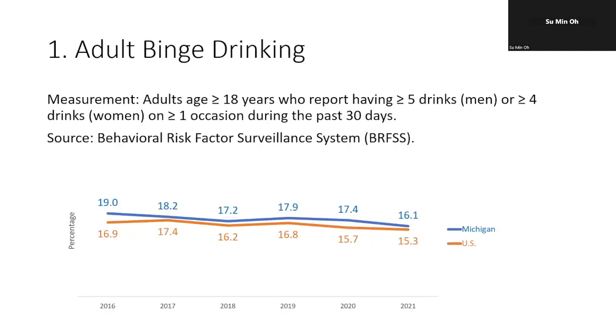So here's the first alcohol indicator, adult binge drinking. The measurement is also the definition: adult binge drinking is measured by adults age 18 and older who report having 5 or more drinks for men or 4 or more drinks for women on one or more occasions during the past 30 days. The data source is the Behavioral Risk Factor Surveillance System, which is sponsored by the CDC.